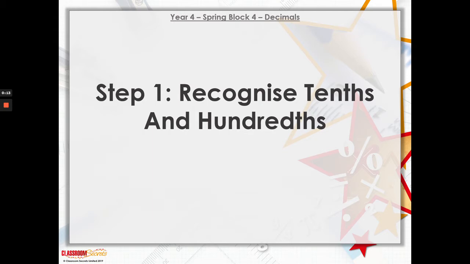So, a bit of a clue what we're going to be doing on the screen here. We are going to be recognizing tenths and hundredths. Now, some of you are pretty confused at that, but if you look carefully at the top, there's a bit of a giveaway. We might be dealing with decimals, okay? So don't panic, we'll go through it step by step.